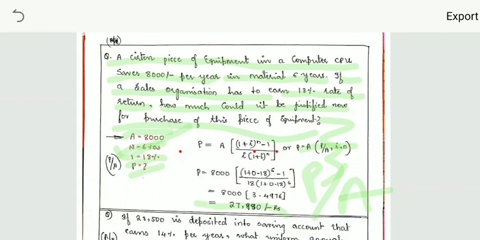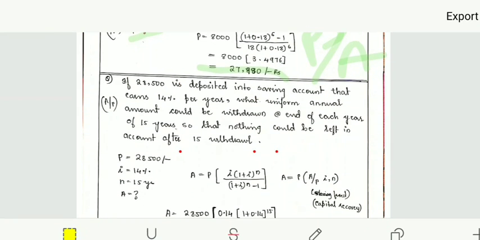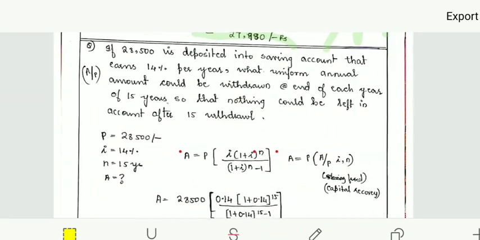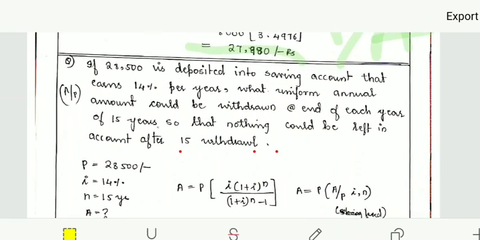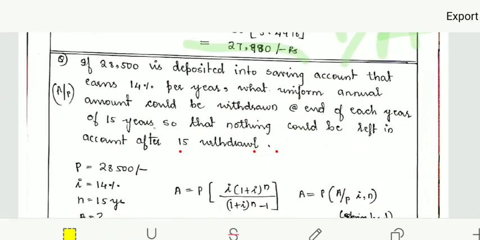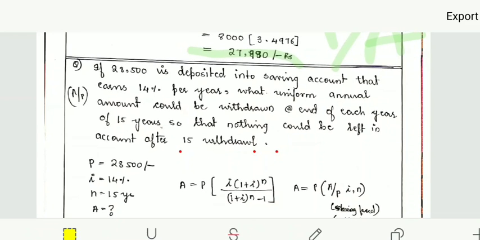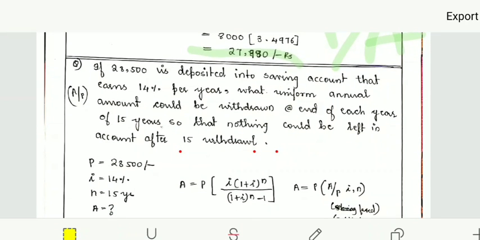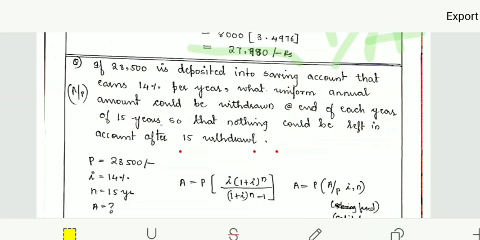Okay, so we'll see the second case. In our second case, the problem is what? If 28,500 is deposited into a savings account that earns 14% every year. Did you understand what is given? If 28,500 is deposited into a savings account that earns 14% every year, and that could be withdrawn at the end of each year for 15 years.